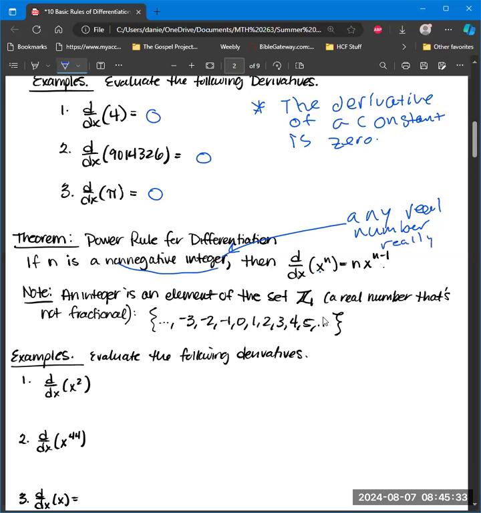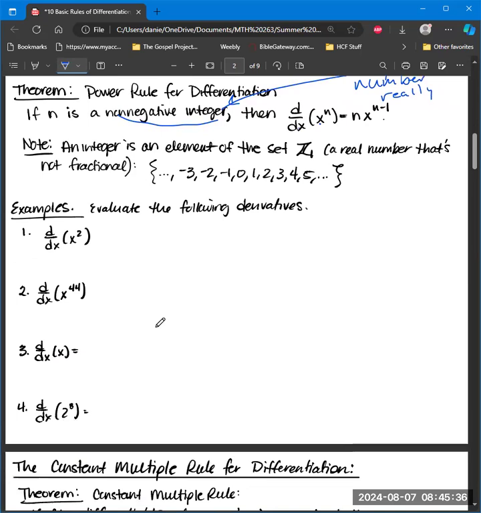So let's see if we can start off with some simple examples here. The derivative with respect to x of x squared is going to be 1 times 2, which is 2. Drop that exponent by 1, it's going to be 1. Times 1 is 2, x to the first, so 2x. Now we have 44 times 1, x to the 44 minus 1, so 44 x to the 43rd power.